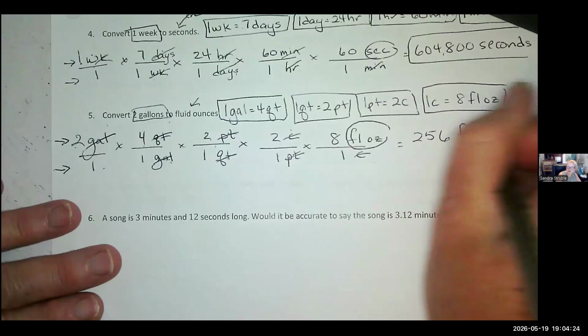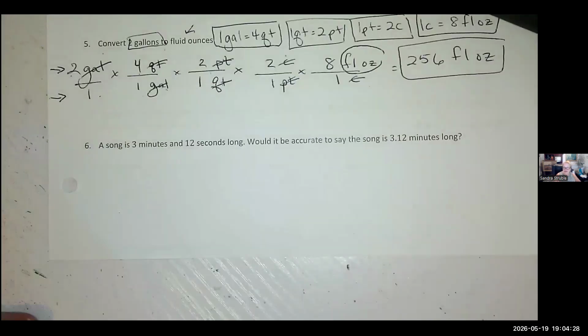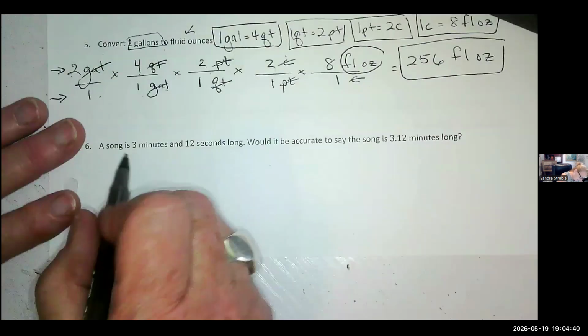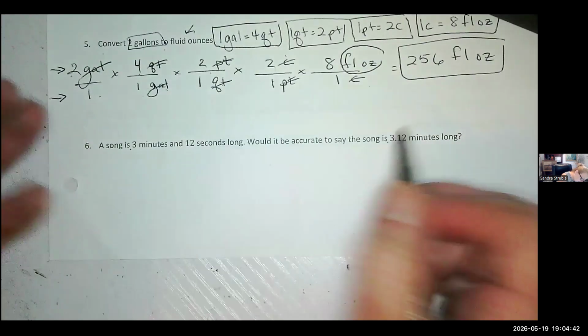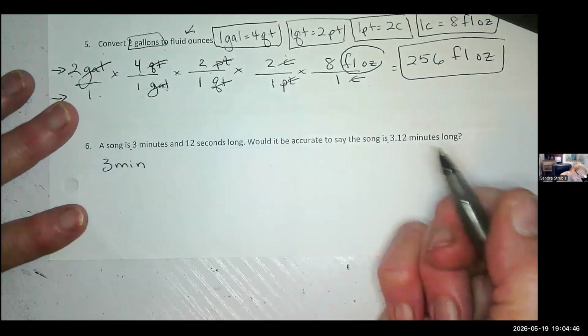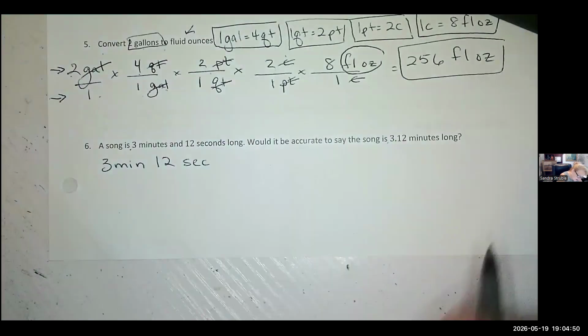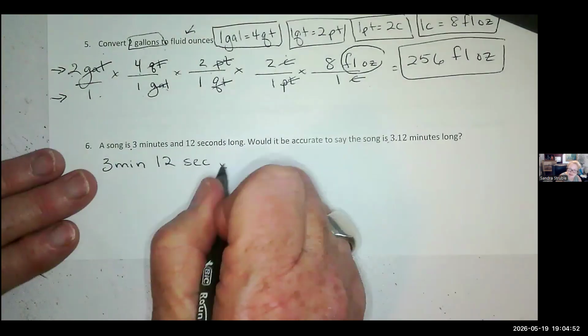All right, last one on this page. A song is 3 minutes and 12 seconds long. Would it be accurate to say that the song is 3.12 minutes long? Let's find out. Well, the 3 minutes is fine. So I'm just going to write 3 minutes. I don't need to worry about that. I'm not converting it. But the 12 seconds, I'm going to need to convert just the 12 seconds to see what that looks like in minutes.